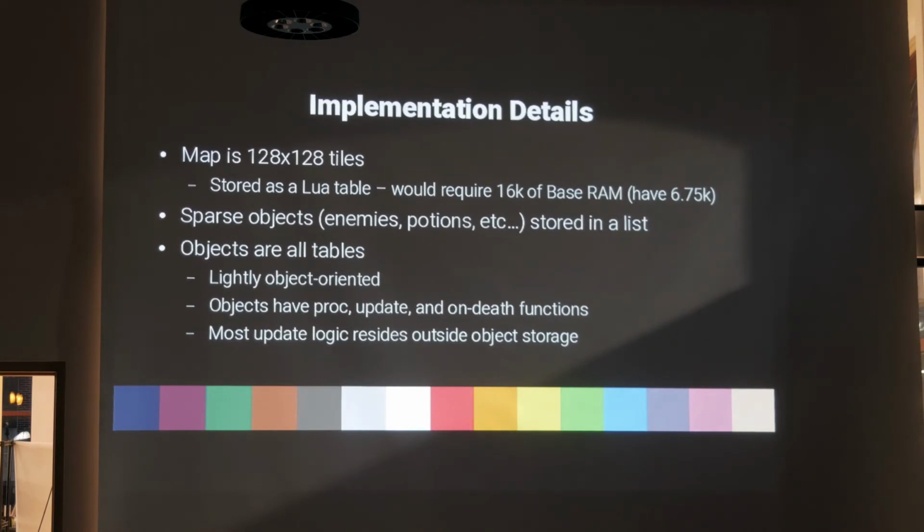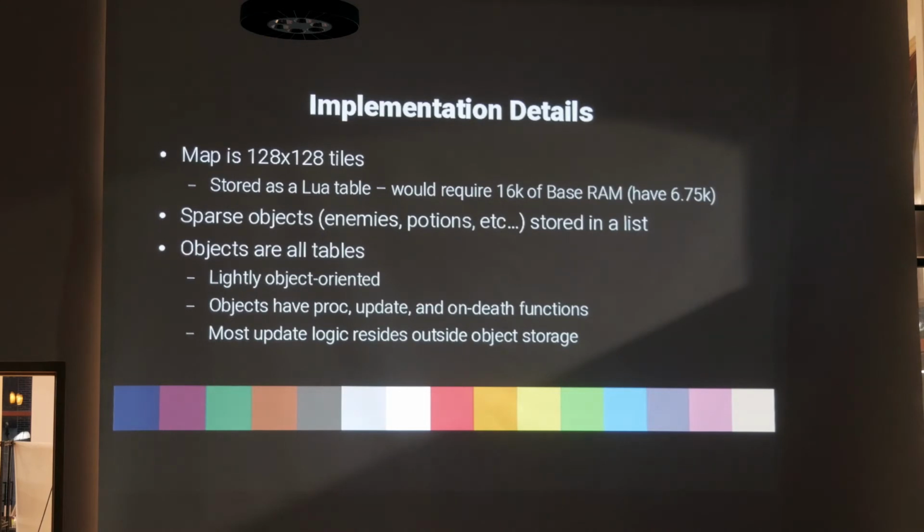But yeah, so let's talk about the implementation details. The map's 128 by 128 tiles because, go big, go home. I ended up storing it as a Lua table because it would require 16K of base RAM, and you only have 6.75K available in base RAM. So it actually ends up taking up like 64K of the interpreter memory because the numbers it contains are 16.16 fixed point, but whatever. So yeah, all the sparse objects, the enemies, the potions, which actually I don't think in my demo you saw any potions, which is sad.